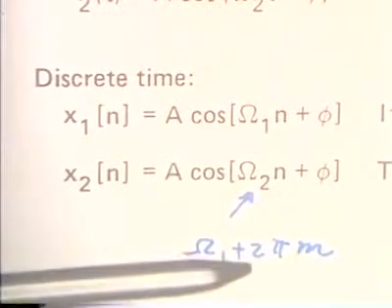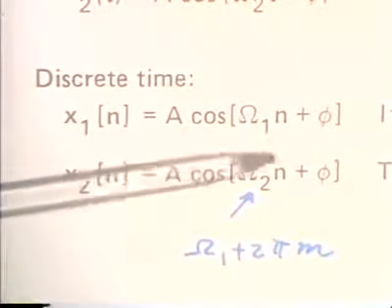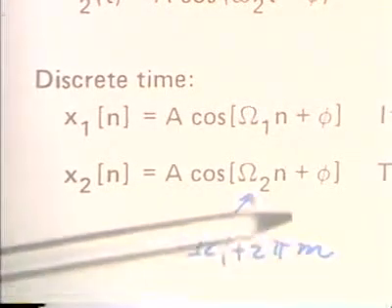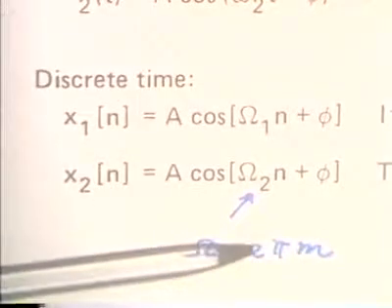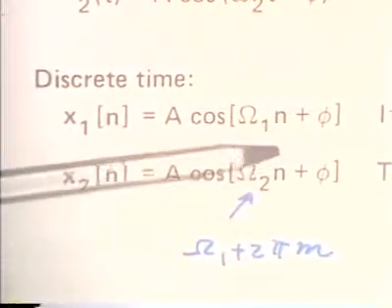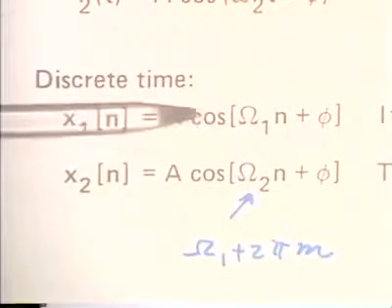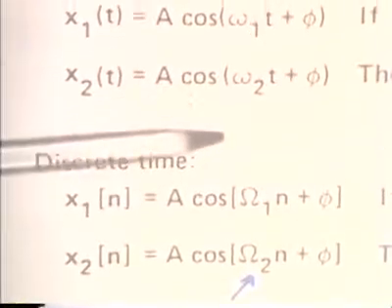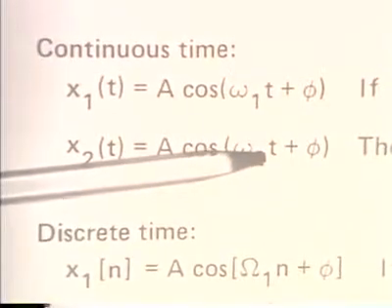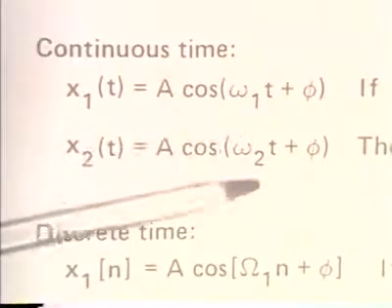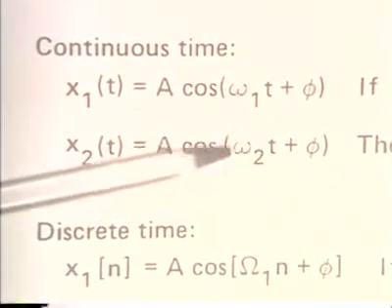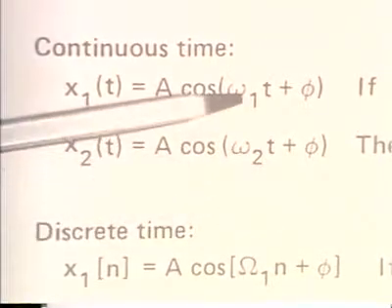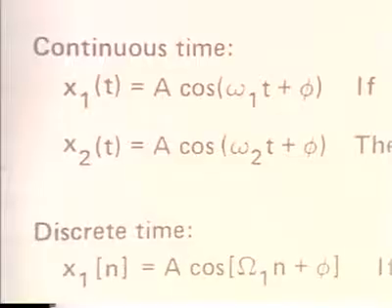when I substitute this into this expression, because n is also an integer, I'll have m times n as an integer multiple of 2 pi. And that term, of course, will disappear because of the periodicity of the sinusoid, and these two sequences will be equal. On the other hand, in the continuous time case, since t is not restricted to be an integer variable, for different values of omega 1 and omega 2, these sinusoidal signals will always be different.